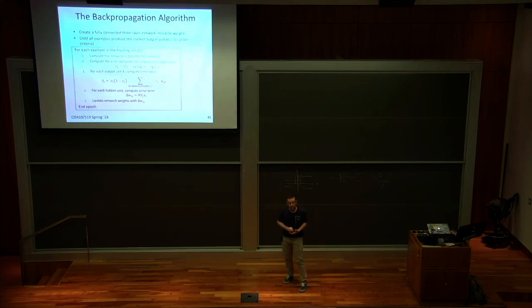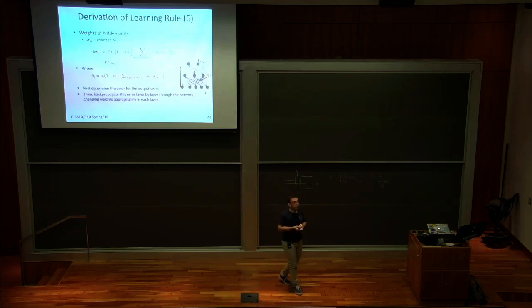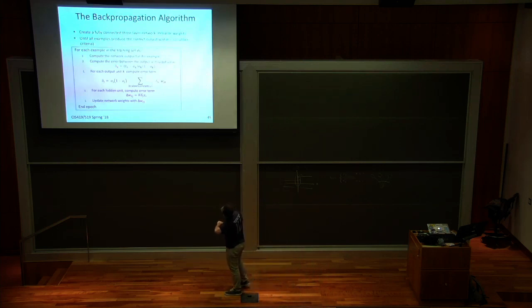Questions at this point? I use index I in order to refer to one particular node in the network. So in this case, let's see, where's I here? So let's say for each hidden unit, Wij is the weight that connects node I to J. Xi is one of the inputs that is fed into unit I. Okay, so maybe we should be clear about that.